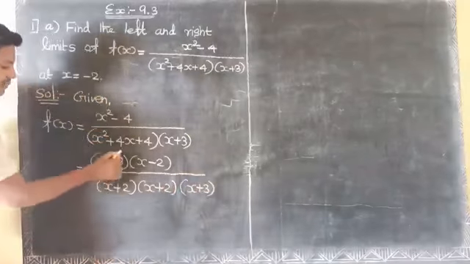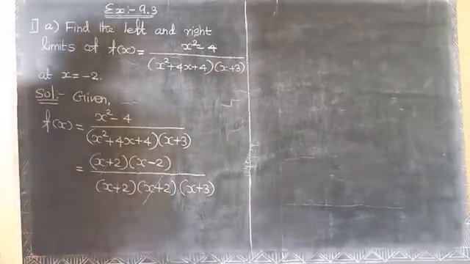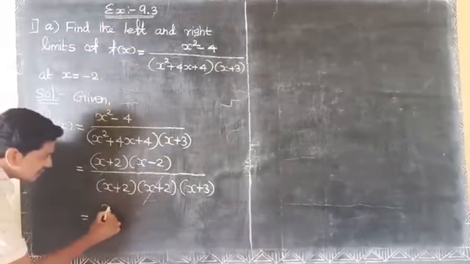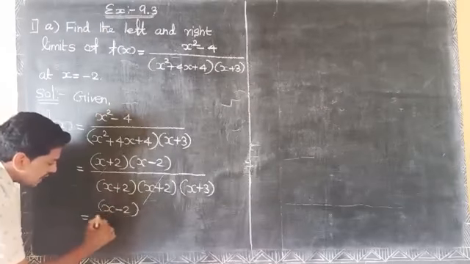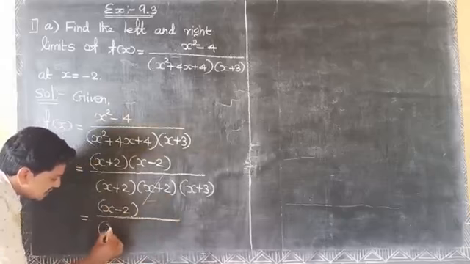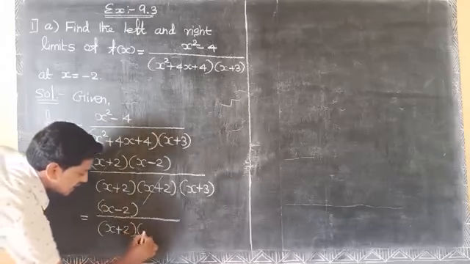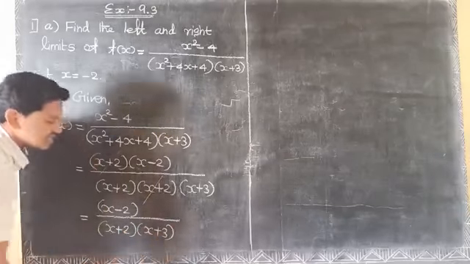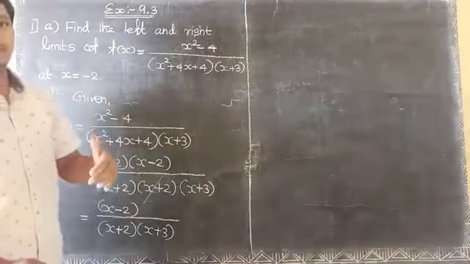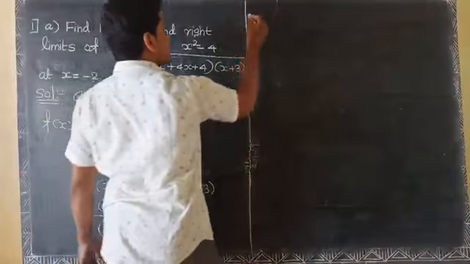Then the factor x plus 2 is cancelled. Finally we get (x minus 2) divided by (x plus 2) into (x plus 3). This is the given function. Now we need to find the left limit and right limit.